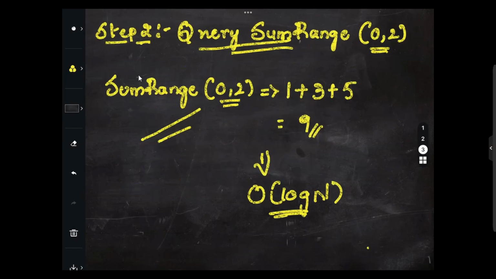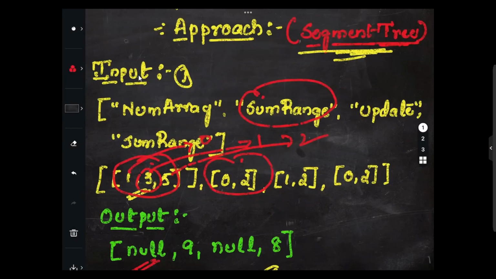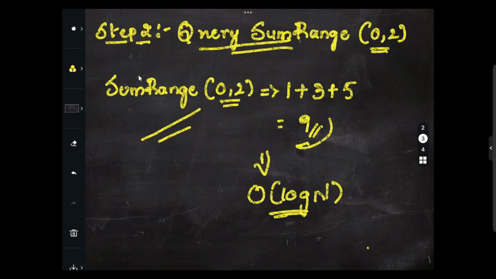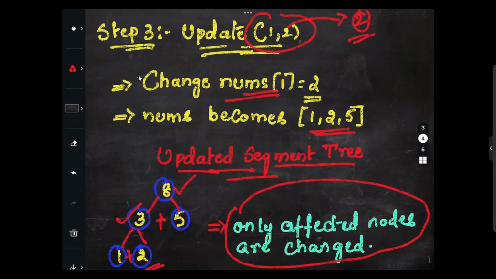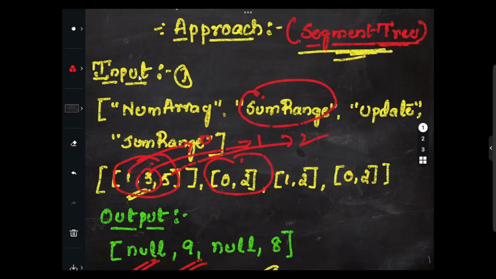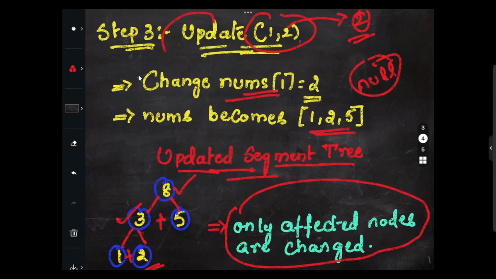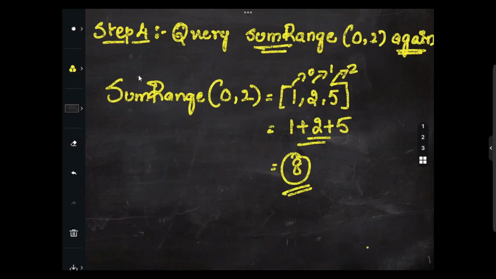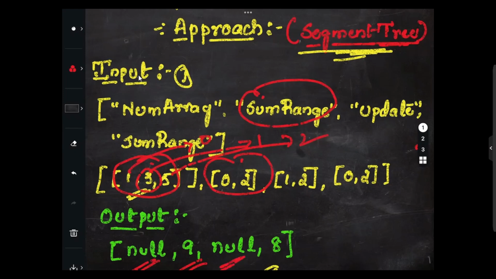Query sumRange of 0 comma 2, we got 9 here, same thing. So this works correctly. And update 1 comma 2, so here we have 1 comma 2, still the output will be null here. Why is the output null here? Because the return value of the update is null, so we have to return null in this case. So the output here is null.